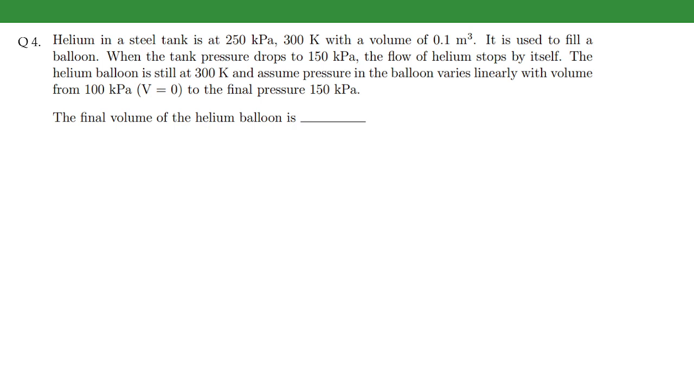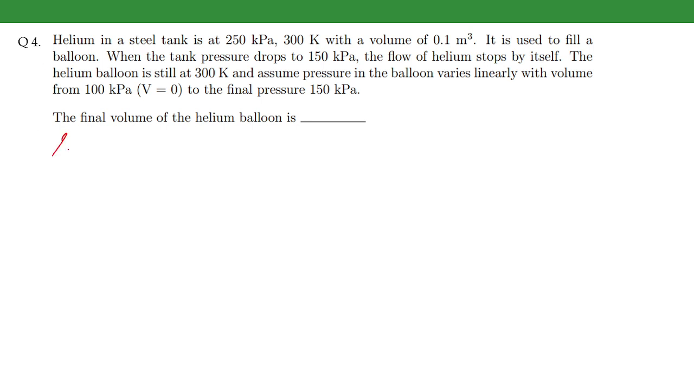The helium balloon is still at 300 Kelvin, and assume that the pressure in the balloon varies linearly with the volume from 100 kilopascal, wherein the volume is 0, to a final pressure of 150 kilopascal. That is, the helium from the tank of 0.1 meter cube is used to fill a balloon which starts from an initial volume of 0 and a pressure of 100 kilopascal to a final pressure of 150 kilopascal, wherein the tank pressure also drops to 150 kilopascal, and during this entire process the helium remains at a constant temperature of 300 Kelvin. What is the final volume of the helium balloon?